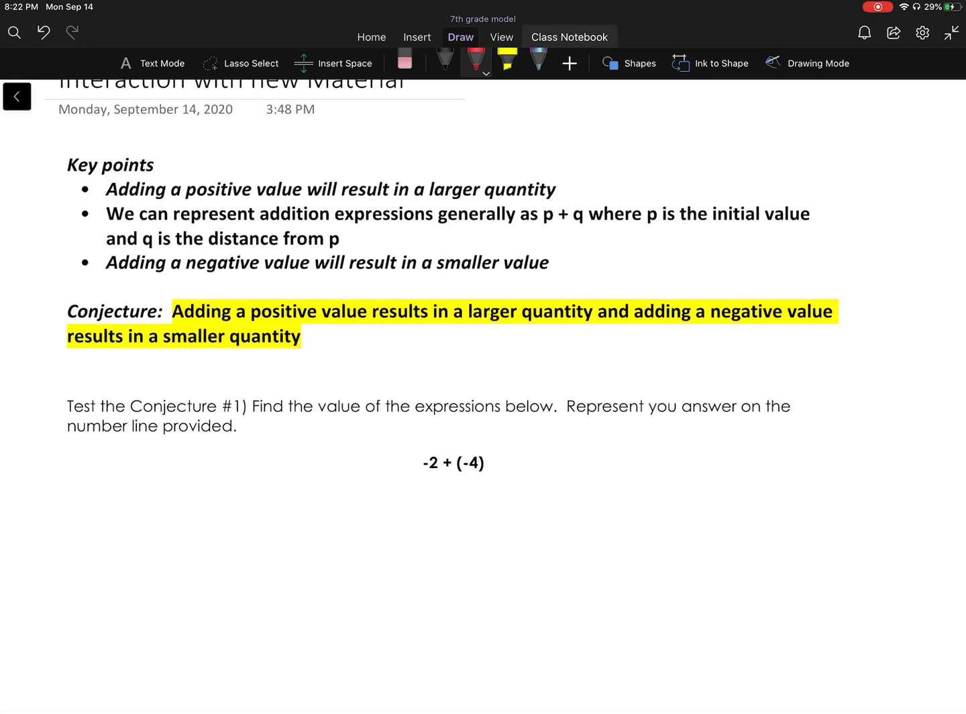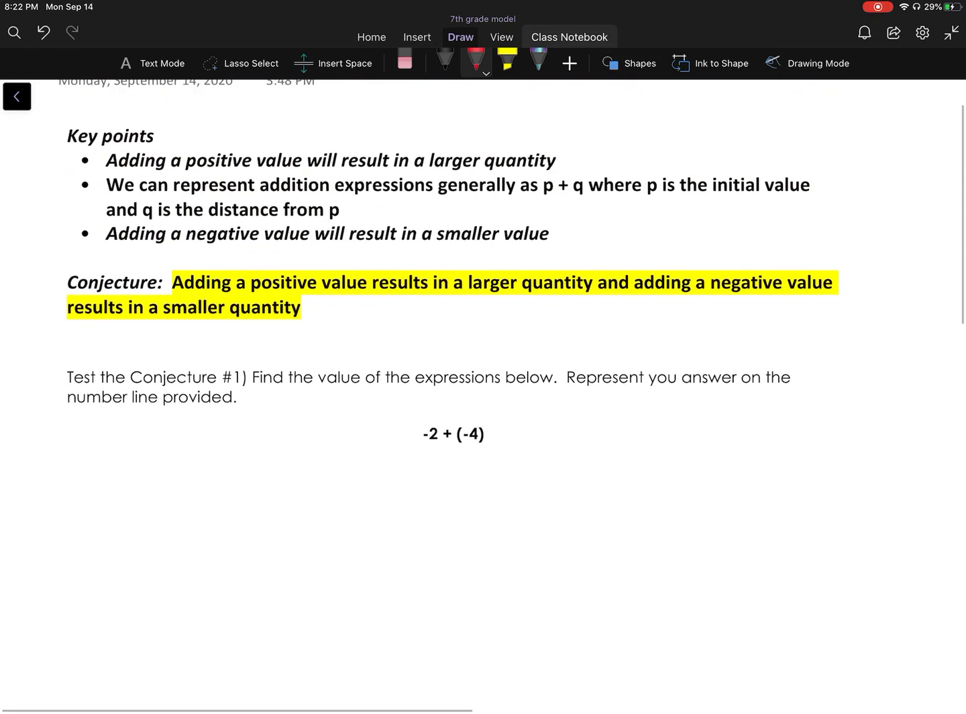So the first key point is adding a positive value will result in a larger quantity. Second thing, and this is what Kevin established when he did his problem, we can represent addition expressions generally as P plus Q, where P is the initial value and Q is the distance from P. And then adding a negative value will result in a smaller quantity. So the conjecture that we're going to test on these two problems is adding a positive value results in a larger quantity, and adding a negative value results in a smaller quantity.